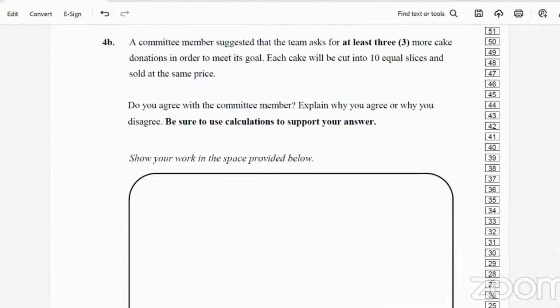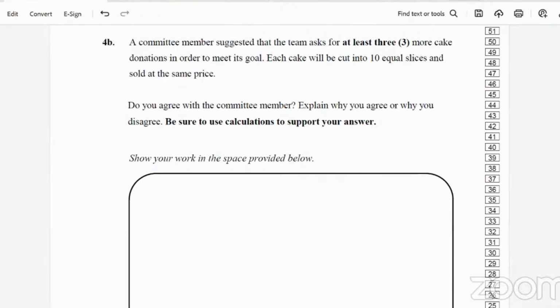All right, 4B says a committee member suggested that the team ask for at least 3 more cake donations in order to meet its goal. Each cake will be cut into 10 equal slices and sold at the same price. Do you agree with the committee member? Explain why you agree or why you disagree. Be sure to use calculations to support your answer.